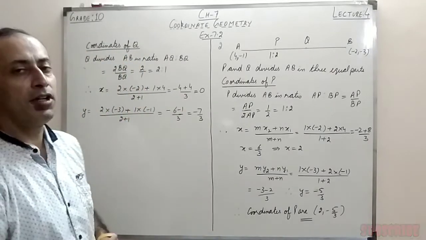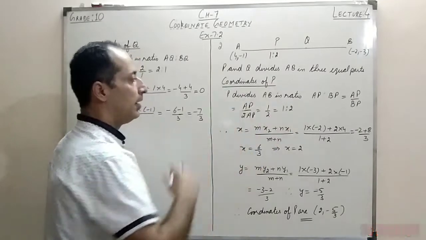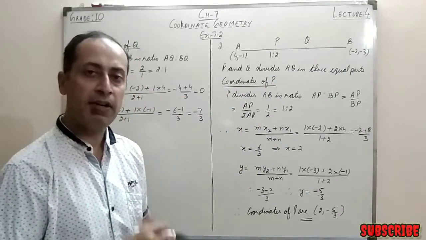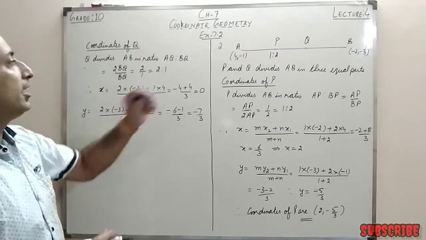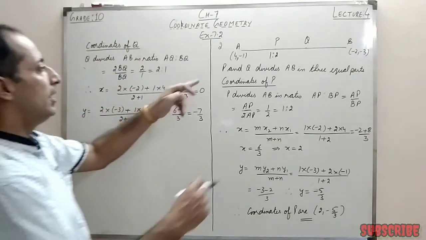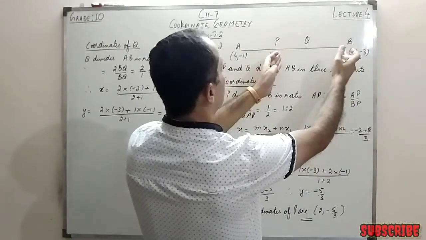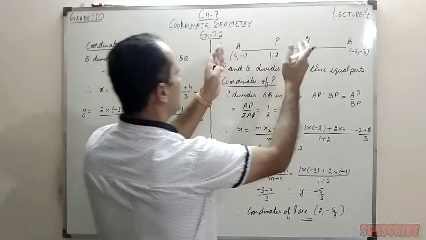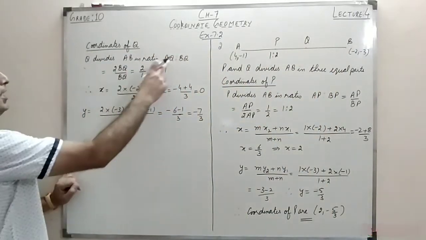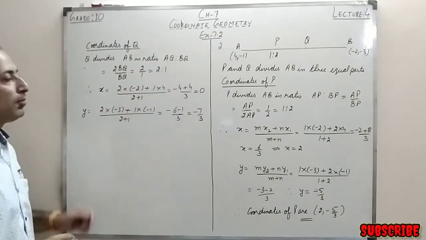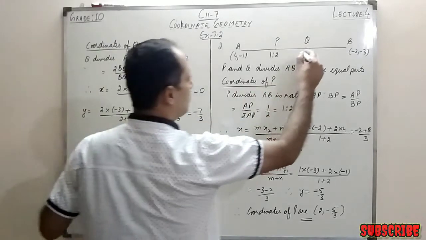Similarly, we can find the coordinates of the other point, that is Q. As we have found the ratio by which P divides AB, same way we can find the ratio by which Q divides AB. Now Q divides AB in the ratio AQ is to BQ. As BP was double of AP, similarly AQ is again double of BQ. So we can write AQ as 2BQ, equals 2 by 1, and the ratio will be 2:1. We'll again substitute the values. Now this is 2:1 here.